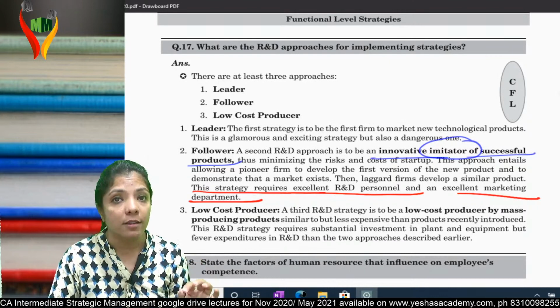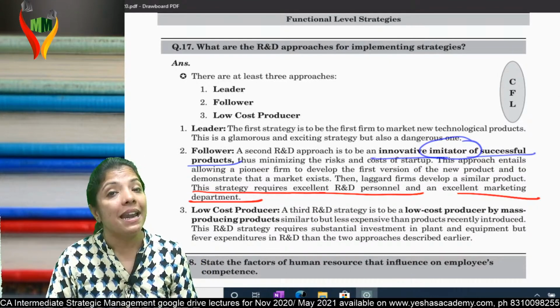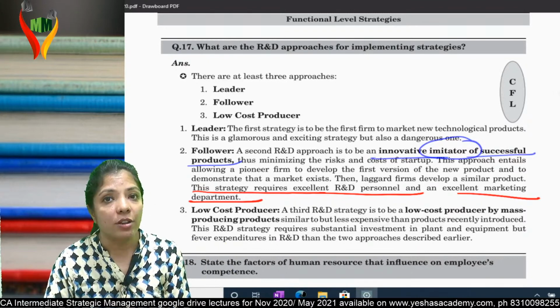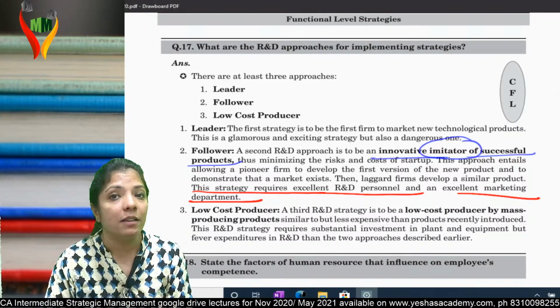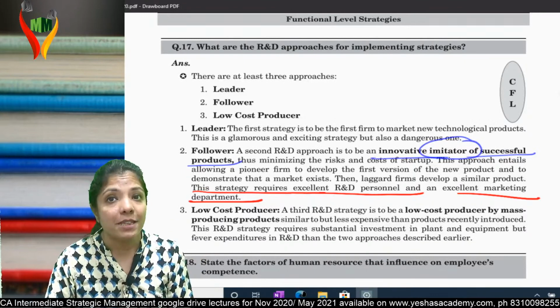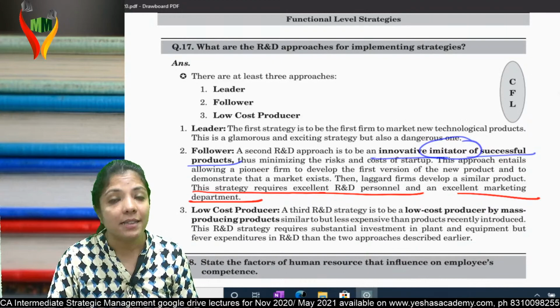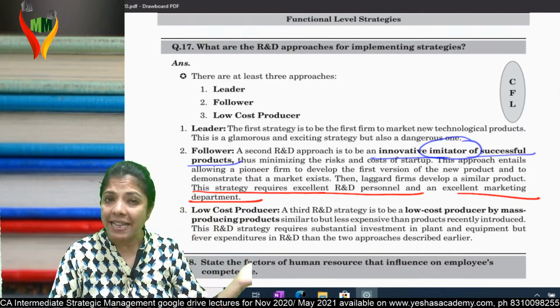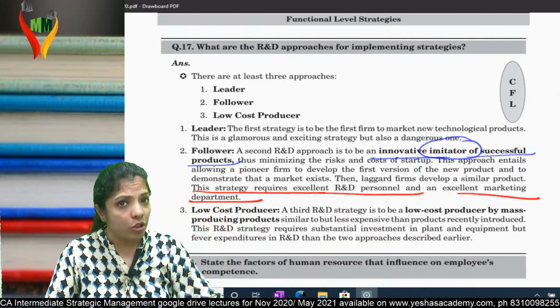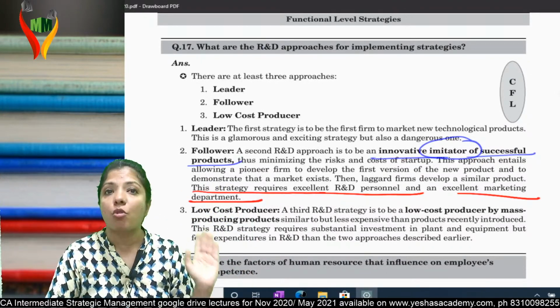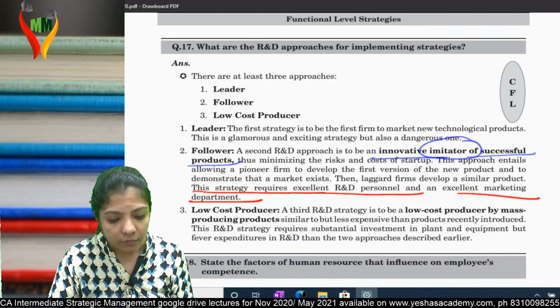If I see the third one, a third R&D strategy is to be a low-cost producer by mass producing products similar to but less expensive than those recently introduced. This R&D strategy requires substantial investment in plant and machinery, but less expenditure in R&D, because they are going to bring exactly the same product you have launched, but at a very low cost per unit by producing in bulk quantity. Am I clear?